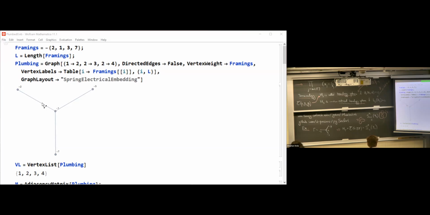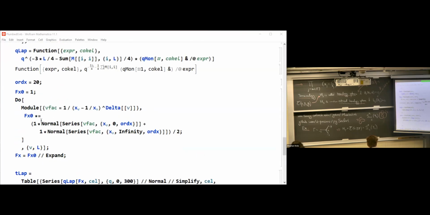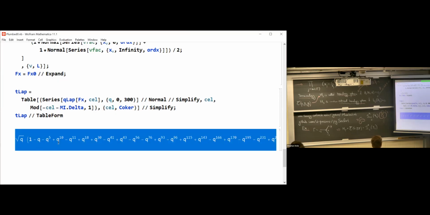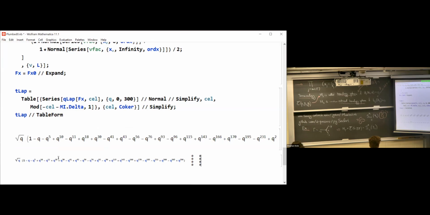Okay, so now I'm going to do something interesting. First I'm going to copy the answer. By the way, at some point we should start shifting our focus from the manifolds to what the answer looks like. Here you can see that it has the form of some fractional power of Q. Here it's a square root, so the power is 1/2. And then the rest is a power series with integer powers and integer coefficients.